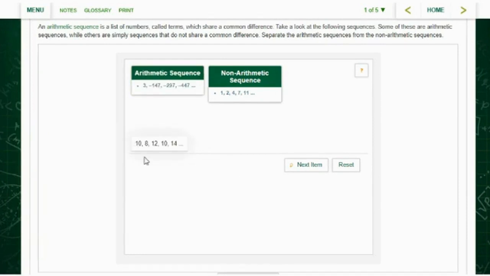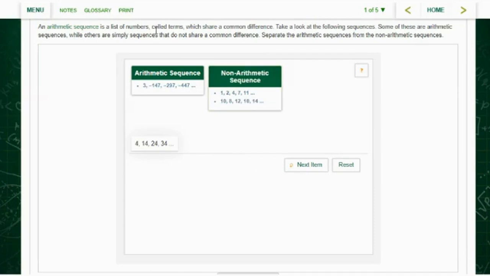So then we got 10, 8, 12, 10, 14. See, that's going up and down. Goes down, goes up, goes down, goes up. Subtracts 2, adds 4. Subtracts 2, adds 4. Now it's adding and subtracting the same numbers, but not between every term. So that is not arithmetic.